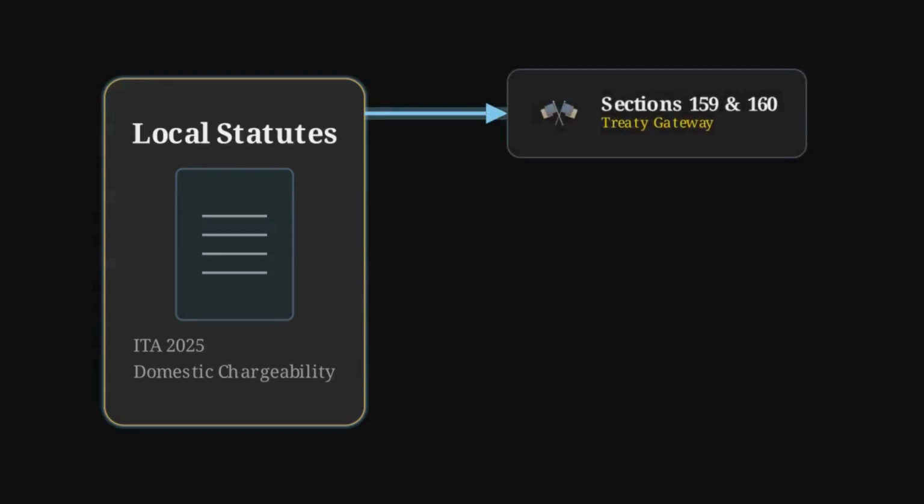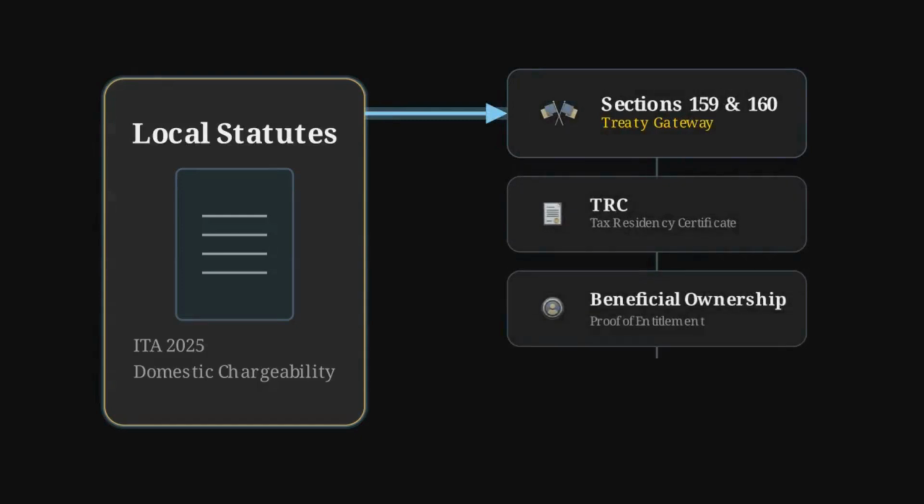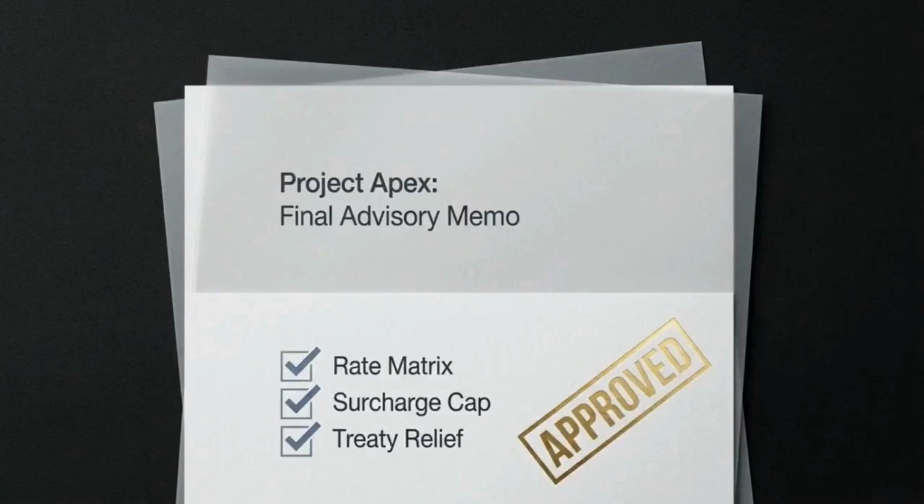For our non-resident seller, domestic law alone isn't enough. The sequence is strict. Establish domestic chargeability first, then look to Sections 159 and 160 for treaty relief. This relief requires three documents: a tax residency certificate, proof of beneficial ownership, and limitation of benefit conditions. Confirming these three variables, the matrix, the cap, and the treaty, allows the team to formally finalize the advisory memo.